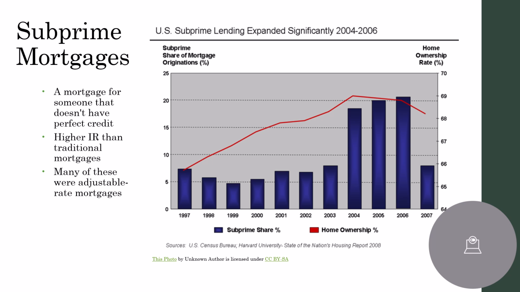If you look at the chart on the right, you can see that from 2004 to 2006, subprime mortgage originations grew rapidly. That's the blue bars. You can see the spike in 2004. At the same time, homeownership rates, shown by the red line, were also peaking. This shows the government's push to expand access to homeownership did work, at least in the short term. More people were buying homes, but it also meant that they were doing so under much riskier loan conditions and often without the financial stability traditionally required to sustain homeownership long term.